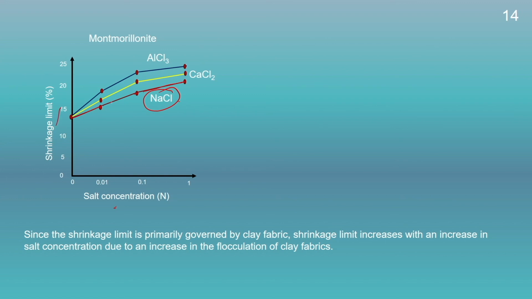This is because with increase in the salt concentration, the diffuse double layer thickness will decrease. This leads to more flocculation, and more flocculation means higher shrinkage limit. Similarly, for the same concentration, if we take other cations of higher valency, with increase in the valency, again the diffuse double layer thickness will decrease.